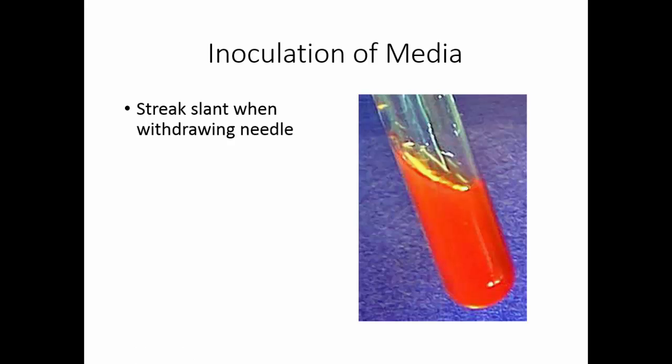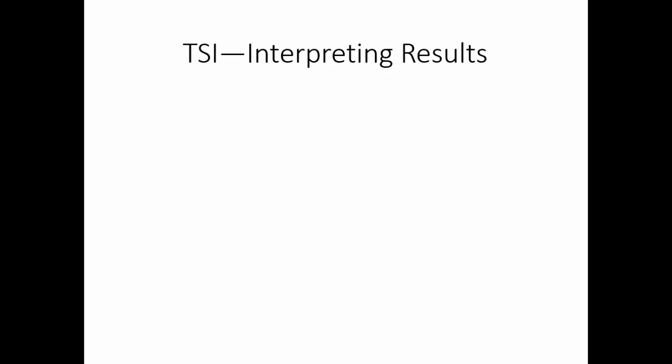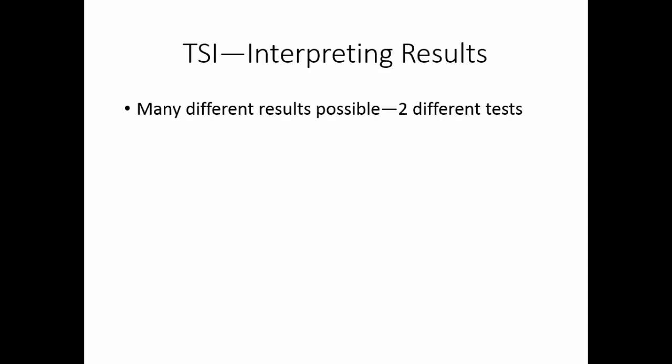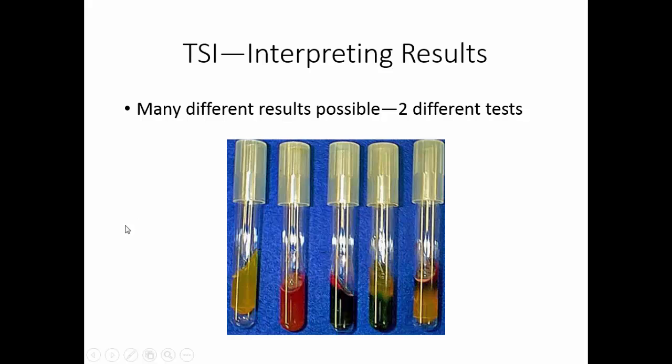Then as you withdraw the needle, you want to streak the slant. The tube is incubated for 18 to 24 hours at 37 degrees centigrade. After incubation, you'll need to interpret the results. There are many different results possible. You have two different tests going on in this particular tube. As you can see, all different colors of media can occur.